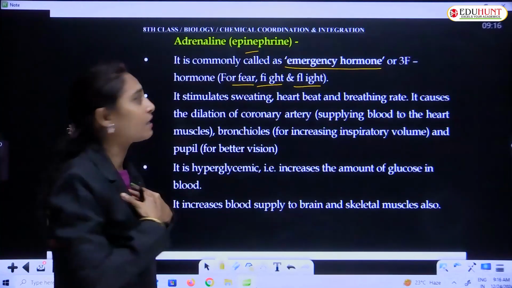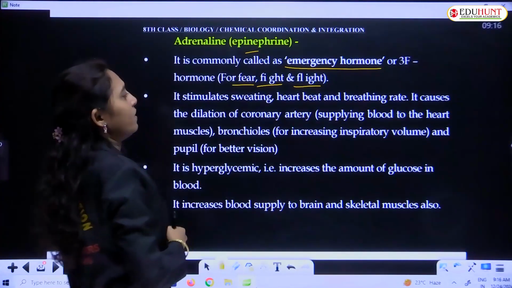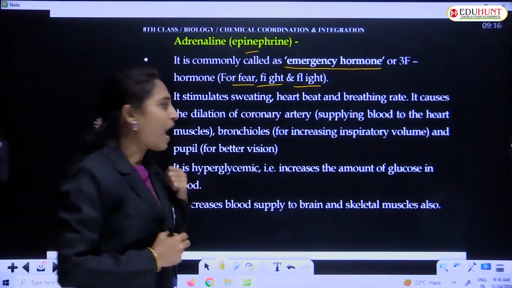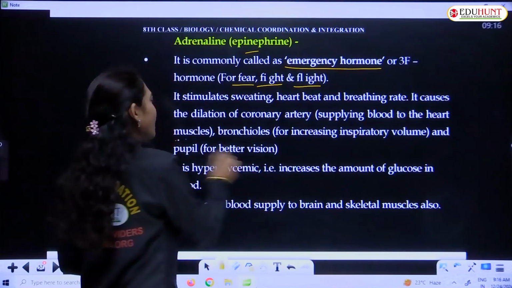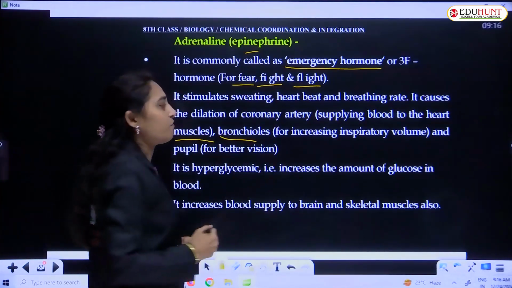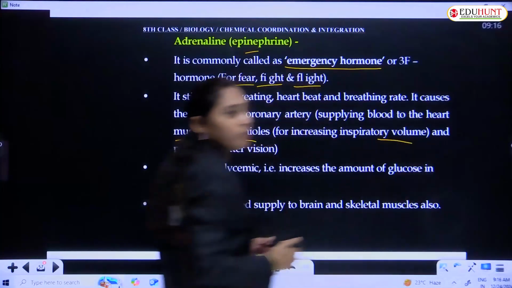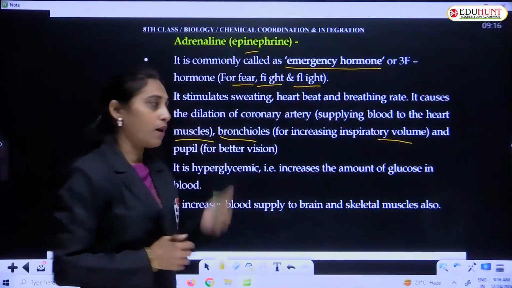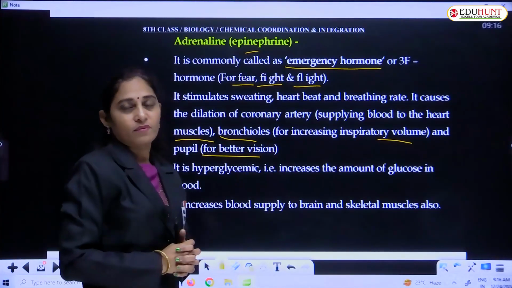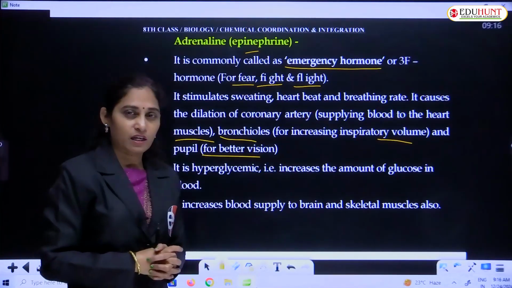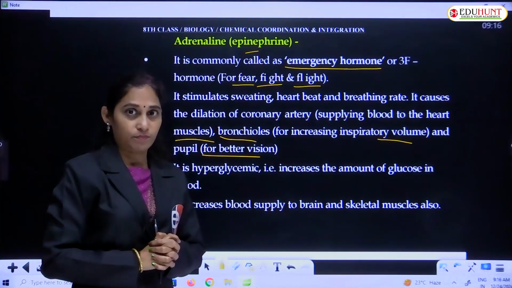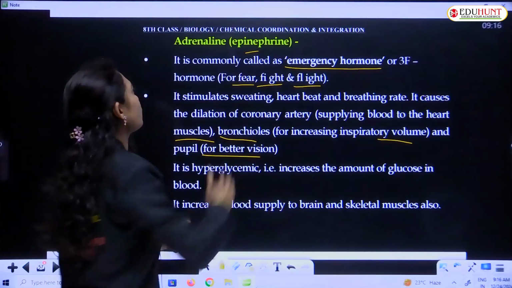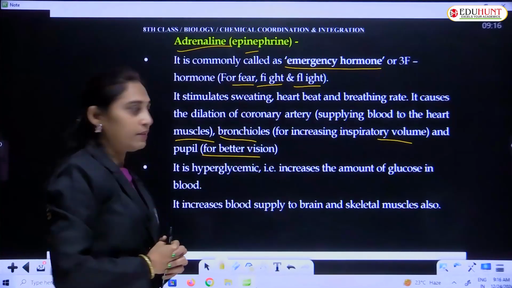So these are all under the control of the adrenaline hormone, and it causes dilation of the coronary artery present in the heart and supplying blood to the heart muscles, and of the bronchioles for increasing inspiratory volume in the lung, and of the pupil, that is the eyeball, for better vision. So when we are afraid, all of these happen without our knowledge. Closing the eyes or opening them wide are also under the control of the hormone adrenaline.